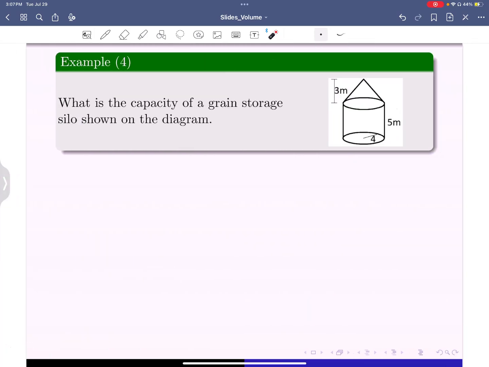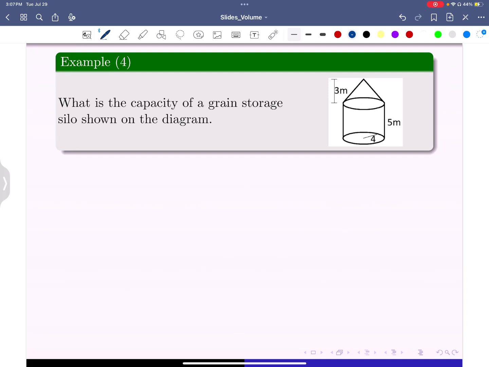Example 4. What is the capacity of the grain storage silo shown in the diagram? So for this capacity, the volume, we need to calculate the volume of the cylinder right here, and then add the volume of the cone right here.